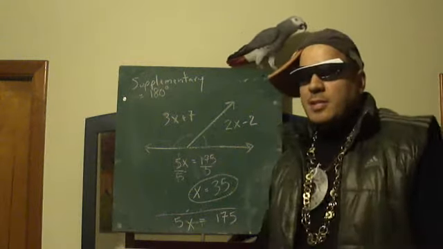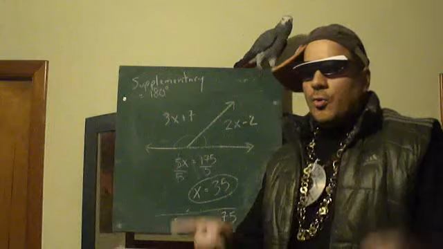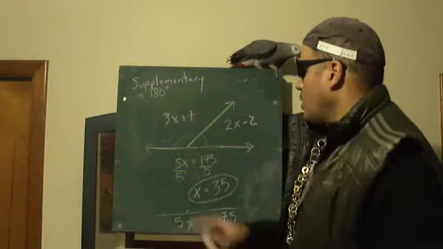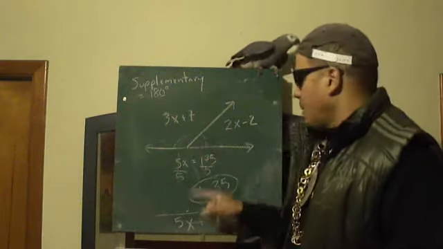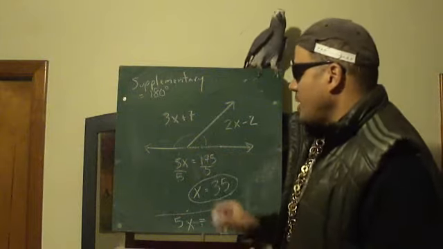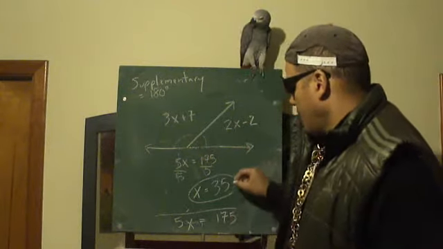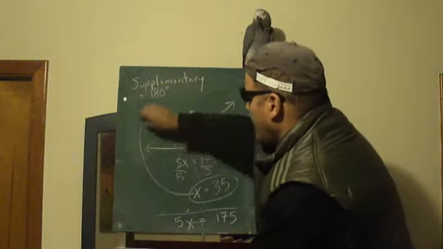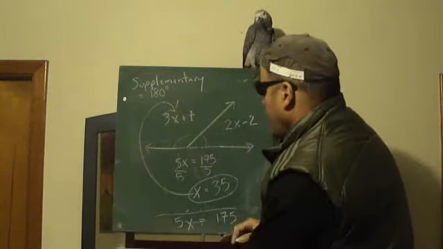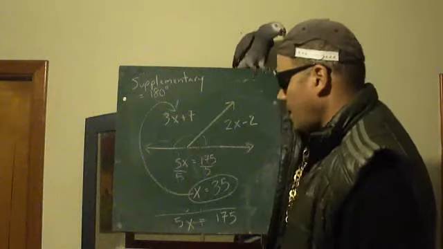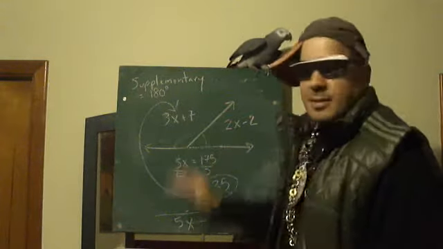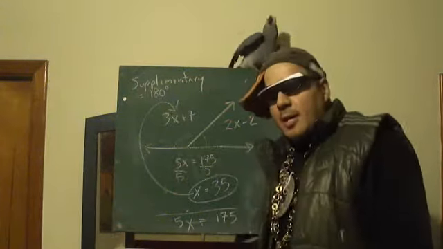But have you finished solving the problem? Remember what the question was asking you. What's the measure of this angle and what's the measure of this angle? We just got the x part. But we have to plug that x part back in here. So we have to say 3 times 35 plus 7, and then we'll get our measure.